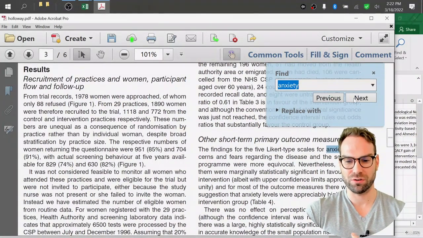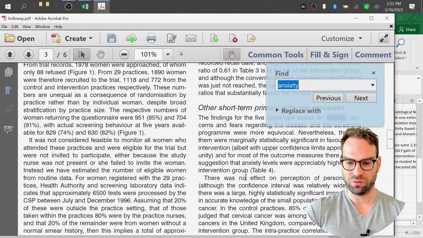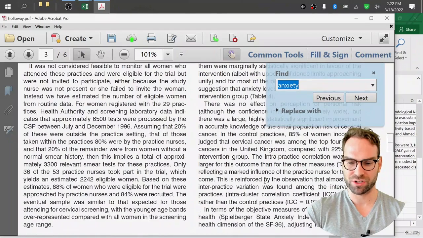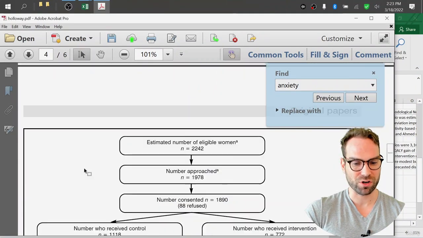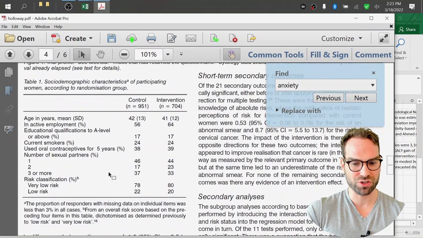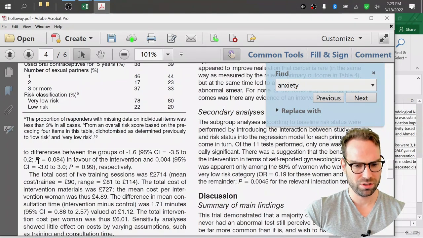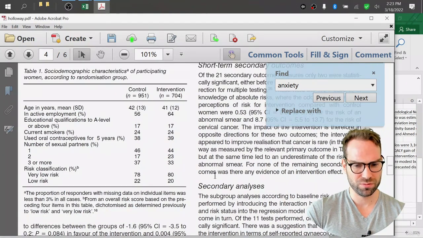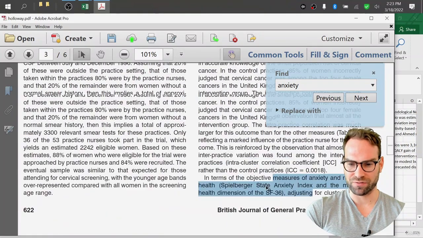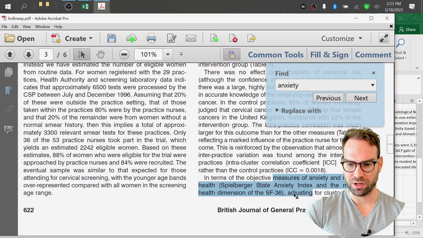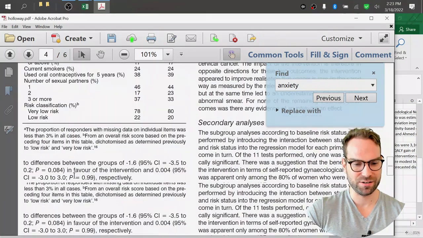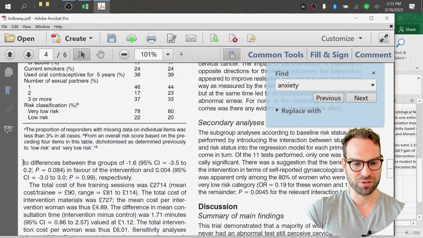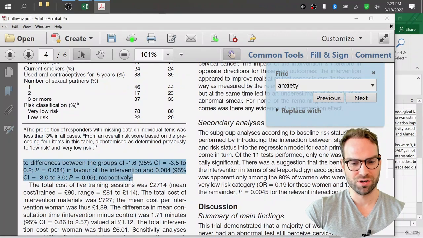So I might have to go, we're more equivocal. Okay. So no effect on perception of personal risk. In terms of the measures here, adjusting for clustering. So I'm coming here and looking for the specific results. Hang on, so I have to go back and forth to look at this. Adjusting for clustering led to differences between the groups in favor of the intervention. So this is the result.